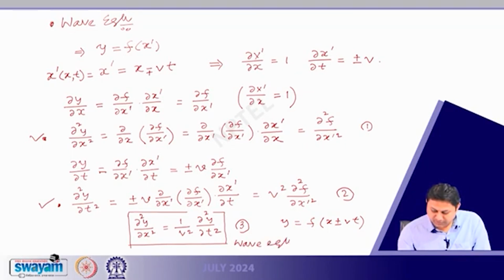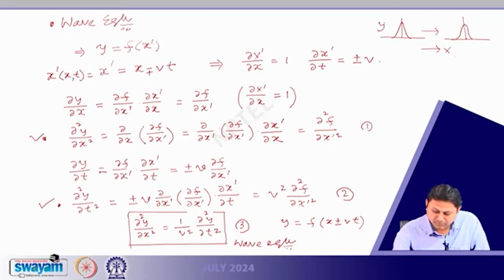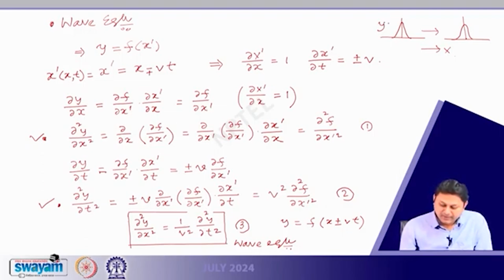This is the wave equation. But note that this wave equation is derived only for 1D. That means if the wave is moving in one dimension, suppose along the x direction, then the wave defined by the variable y should follow this wave equation that we just derived.